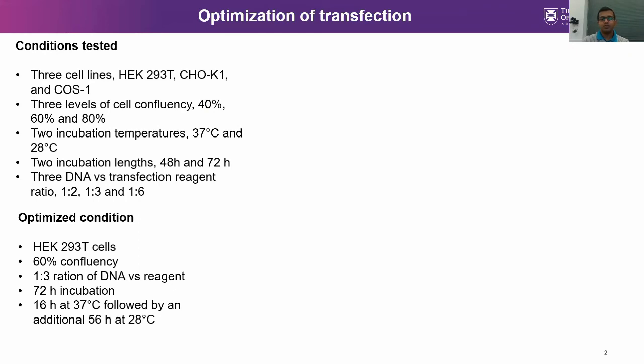From our optimization, we found that HEK293T cells with 60% confluency give the best result. We also found that a 1:3 ratio of DNA versus reagent provides a better outcome. Interestingly, we found that a combination of 37 degrees Celsius and 28 degrees Celsius incubation brings higher responses from the transfected cells. In our experiments, we found that 16 hours at 37 degrees Celsius followed by an additional 56 hours at 28 degrees Celsius is the most suitable for robust transfection.